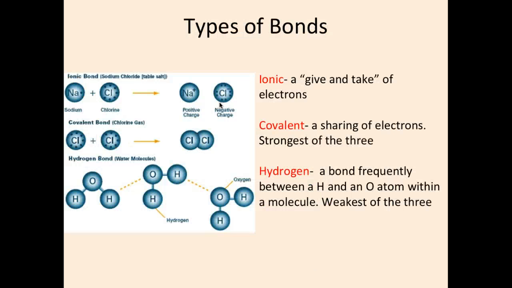So if we look at the different types of bonds that can form, we see that there are 3 predominant types that are used within biology and biological molecules. Ionic bonds, which involve that give and take. They're going to form from ions, charged particles. There are covalent bonds, which form from a sharing of electrons. And whenever you're able to share with somebody, that's a strong friendship. So covalent bonds are the strongest of the 3.